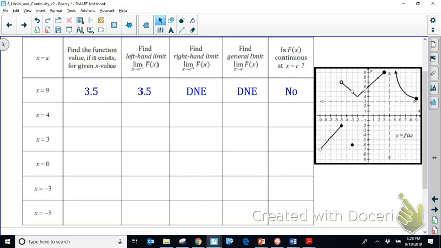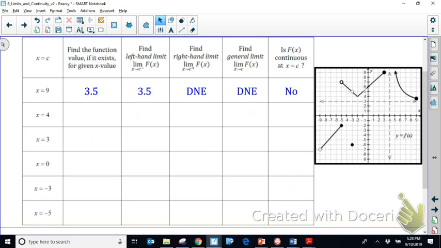So if we're looking at x of 9, we're looking at this point right here. And you can't see white on white, can you? Let's pick a brighter color. Here we're looking at this point right here. That's about 3.5. It may not be exact, but it's about 3.5. So the left-hand limit does go there, but because the right-hand limit doesn't exist, the function stops there. That means the general limit doesn't exist, and so it's not continuous at that point.